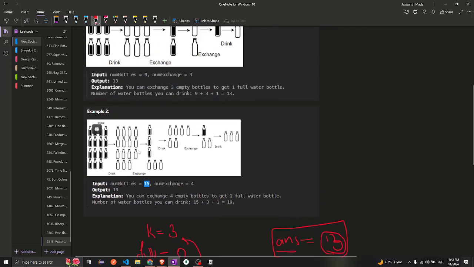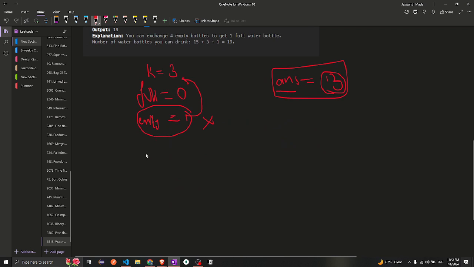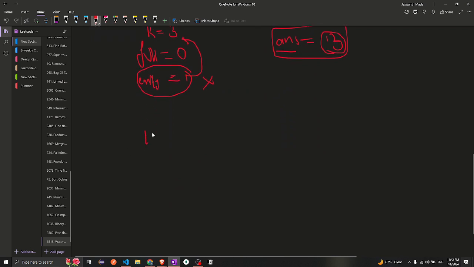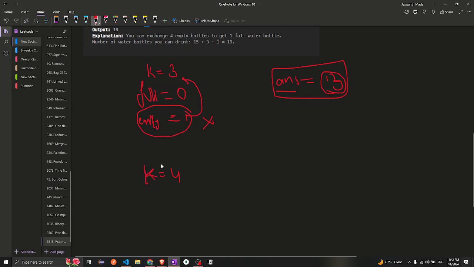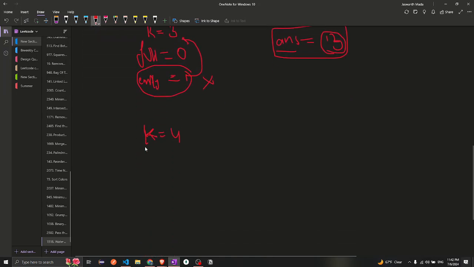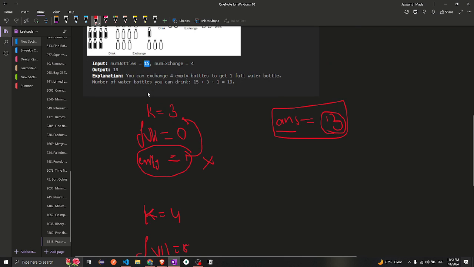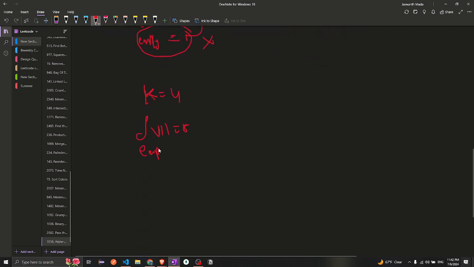So let's look at this example in order to get a more clear idea of what we're doing. So initially our k is 4. K is nothing but the number of exchange, and initially the number of full is equal to 15 because they have given number of bottles as 15, and empty. Initially the empty will be 0, and my answer is also 0. So initially I'll drink these 15 bottles, right? So my answer will become 15.